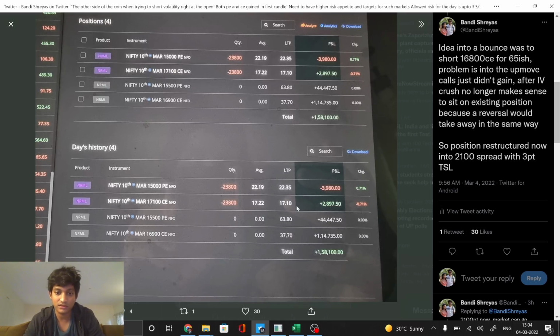So it wasn't a good entry. From there has been a crush. From a negative mark to market, the highest I saw was about 2.6 lakhs or so. From there, I've come into the positive. Now, let me kill the risk in the trade.